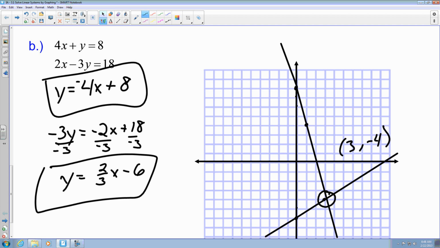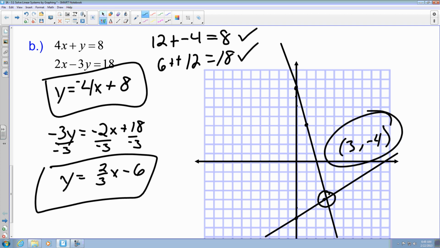So in order to prove that, I must do it algebraically. So I'm going to substitute in 3 for x and -4 for y. So I have 12 for the first one plus -4. Will that give me 8? Yes, it will. Second one, I have 6 minus -12. Will that equal 18? Well, this becomes plus plus, and 6 plus 12 will equal 18. So that checks out too. So my solution checks out for this particular situation.